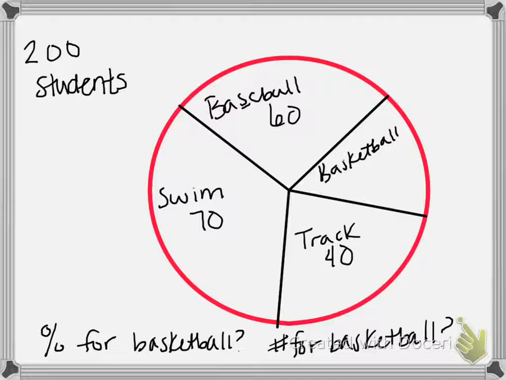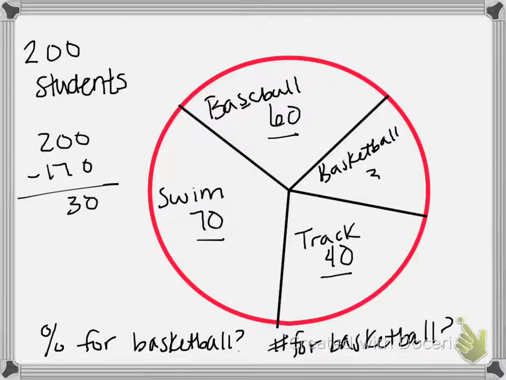If I surveyed 200 students about their favorite sport, 70 picked swimming, 60 picked baseball, 40 picked track, so you should be able to find the missing number for basketball because I know my whole is 200, I know 3 of my parts, so I need to find what's left. Well, I know 60 and 40 is 100, plus 70 is 170, so I'm going to do 200 minus 170, which of course we know is 30, so I now know 30 students like basketball. That's a review from what was done in class today.